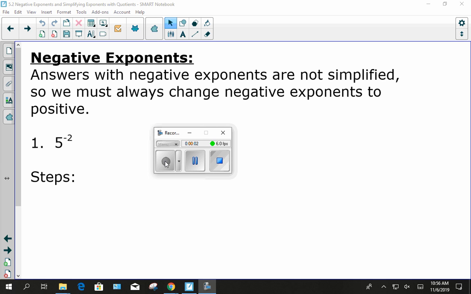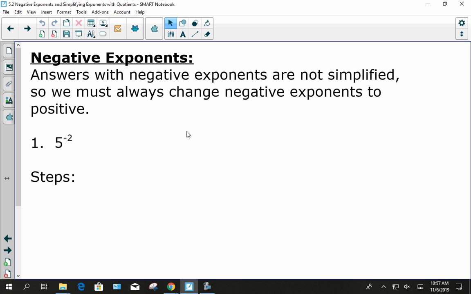Okay, this is 5.2. We're going to be talking about negative exponents. You cannot have negative exponents. It's not simplified. So you have to make it positive. How do you do that? Well, it's very simple. This is just like 5 to the negative 2 over 1. And you just take the reciprocal, 1 over 5 squared. When you flip it, the negative exponent becomes positive.